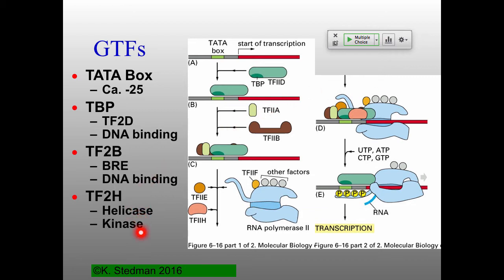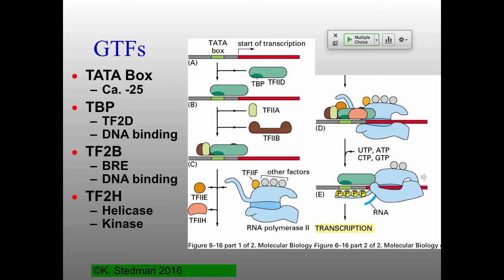TF2H has a couple of interesting activities. One, it's a helicase, and that's the easy way to remember it. It's an H for helicase. And that tells you one of the differences between RNA polymerase II and the bacterial RNA polymerase that you asked about before. The RNA polymerase II needs another helicase activity. It can't do the job without TF2H, unlike, again, the bacterial polymerase.